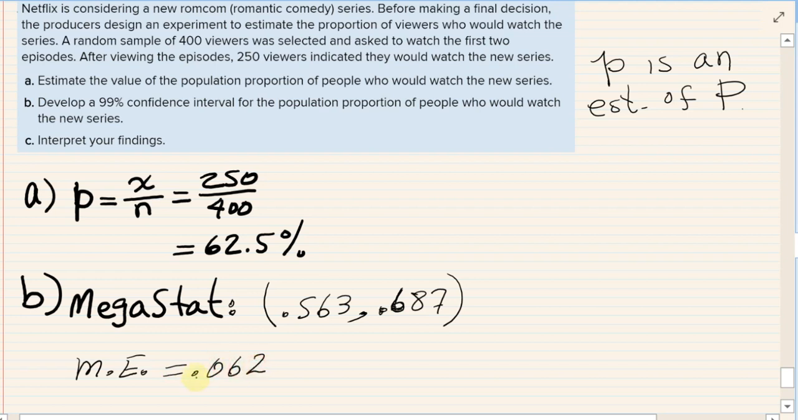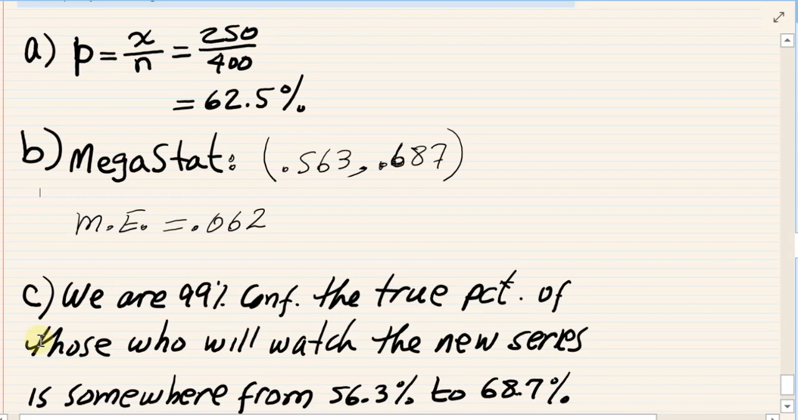Now here's the interpretation of this margin of error. When we say 62.5% of people in the population will watch this new series, that estimate of 62.5% is off by no more than 6%. That's the maximum error of the estimate, 6.2%. That's what that is.